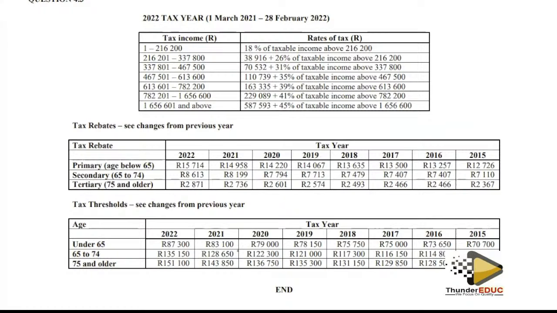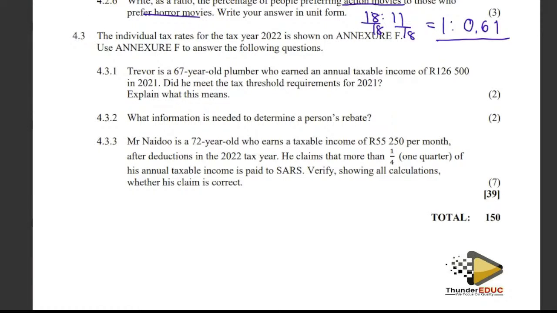67. This is it. So if someone earns this in a year or below, they are not supposed to pay tax. Should you earn above this, then it means you start paying tax. So let's go and see. His taxable income is 126,500 versus the threshold. This is his taxable income versus the threshold.